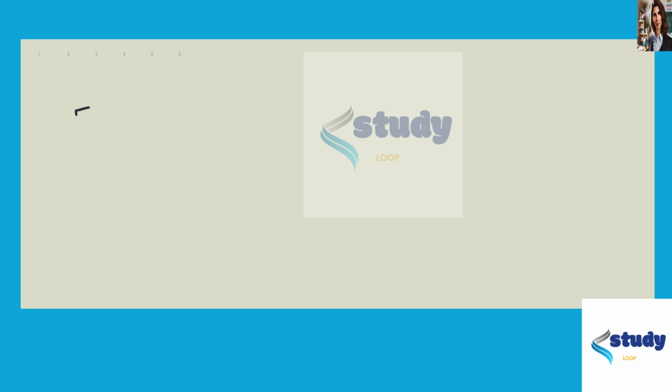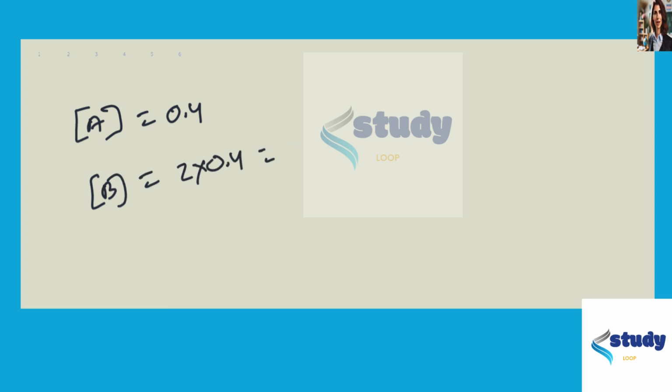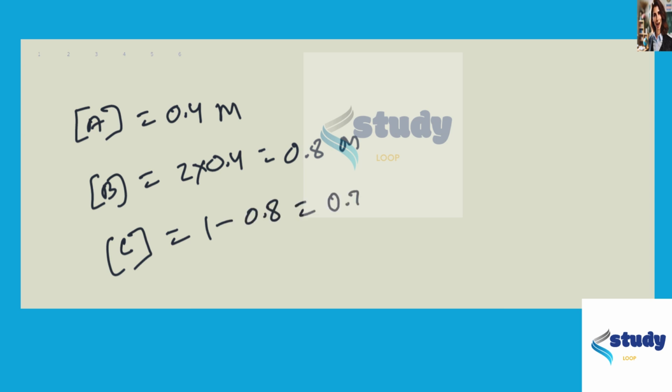So the equilibrium concentration of A is x, which means it will be 0.4. The equilibrium concentration of B is 2x, that means 2 times 0.4, which is 0.8. All are molar, or moles per liter. And for C, it will be 1 minus 2x, that means 1 minus 0.8, or 0.2 molar. So these are the estimated equilibrium concentrations of A, B, and C based on the graph of the cubic equation we have found here.